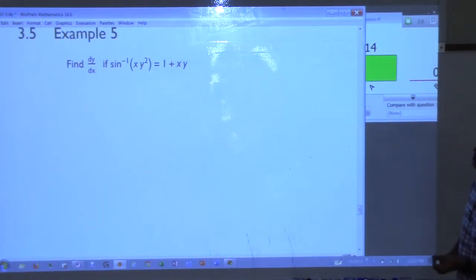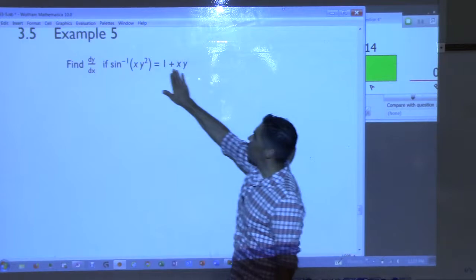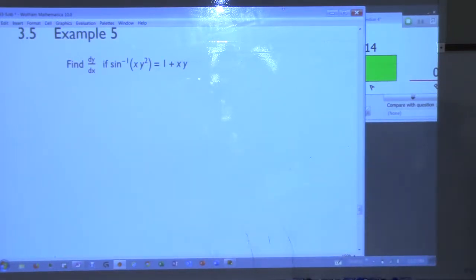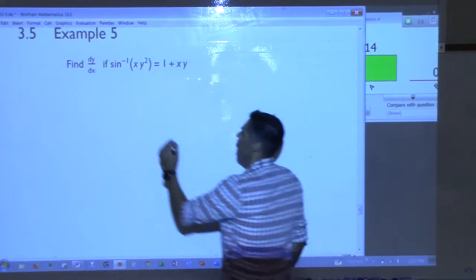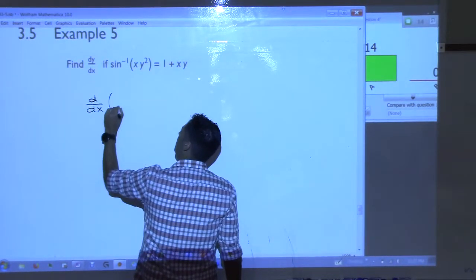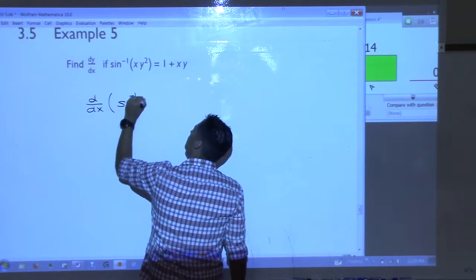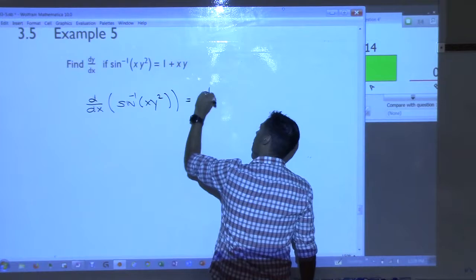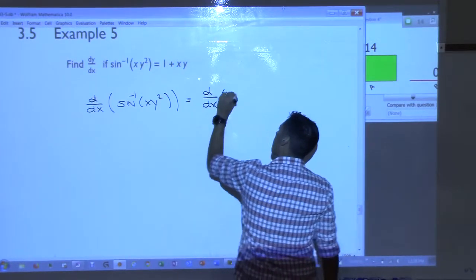So on this one, we're trying to find dy dx. The problem is you can't solve for y here. So to do this one, you have to do implicit differentiation. Just take derivative on both sides with respect to x. So I'm going to walk us through this one. The derivative with respect to x of the left side. And then the derivative with respect to x of the right side.